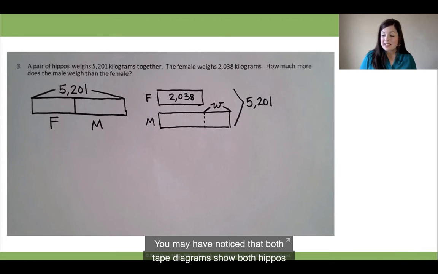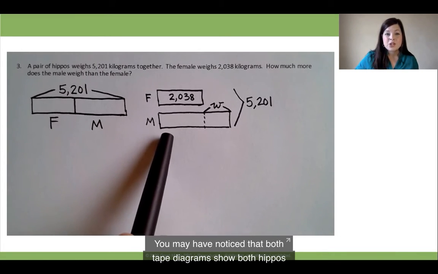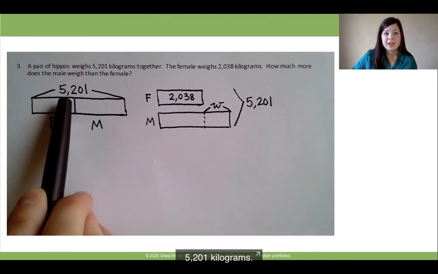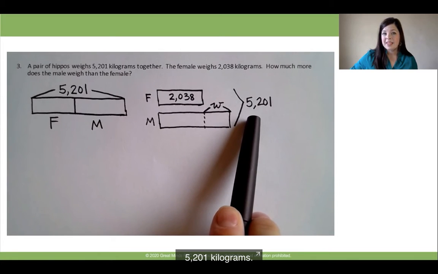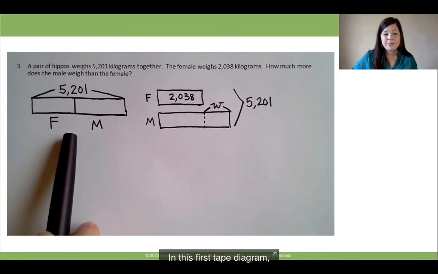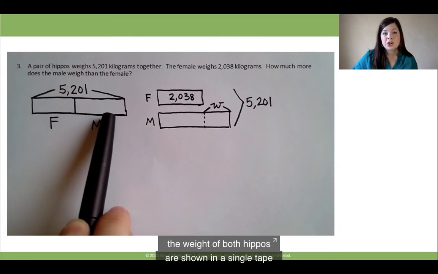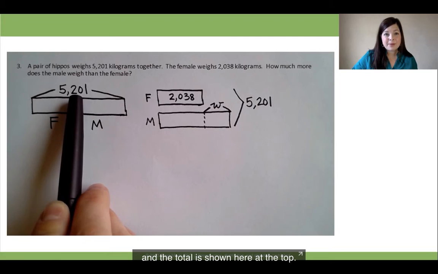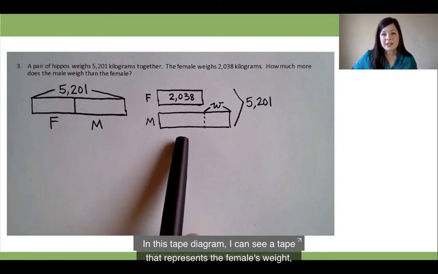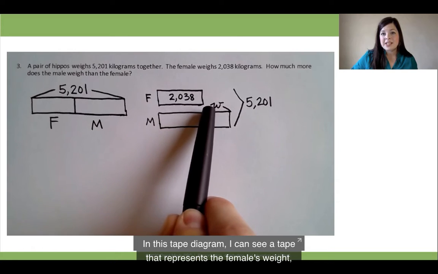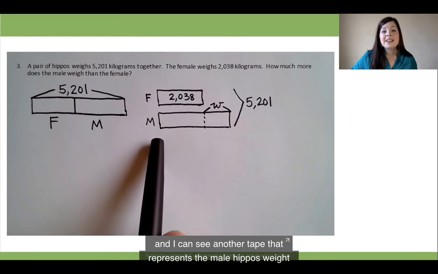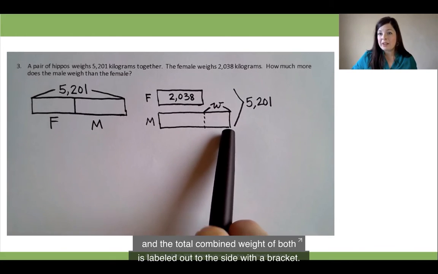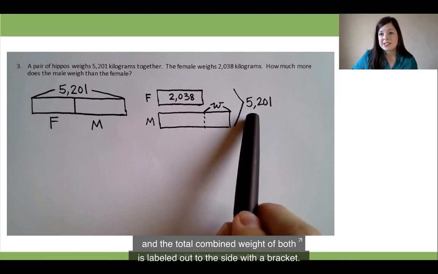You may have noticed that both tape diagrams show both hippos and the total combined weight of both, 5,201 kilograms. In this first tape diagram, the weight of both hippos are shown in a single tape, and the total is shown here at the top. In this tape diagram, I can see a tape that represents the female's weight, and I can see another tape that represents the male hippo's weight. And the total combined weight of both is labeled out to the side with a bracket.